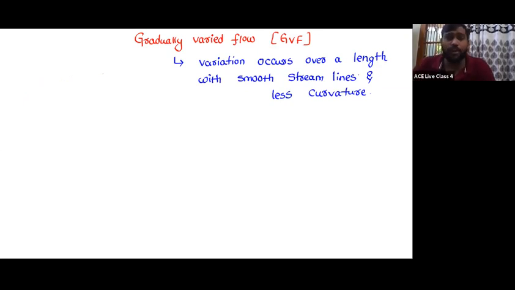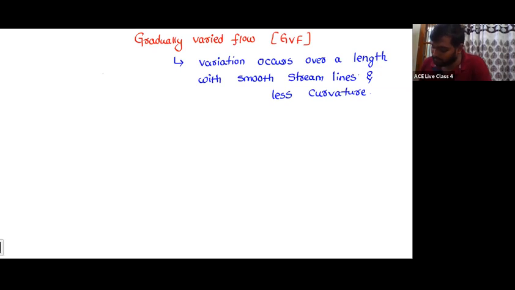Now, where do we observe this gradually varied flow? First of all, I told you clearly, out of all the flows, we discuss only the steady flows. And in steady flow, steady uniform flow is the ideal flow. Yes or no? Steady uniform flow is the ideal flow. Steady gradually varied flow is the most commonly seen flow. So where do you find this gradually varied flow, sir?